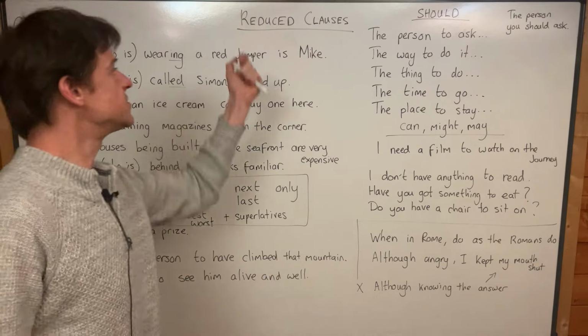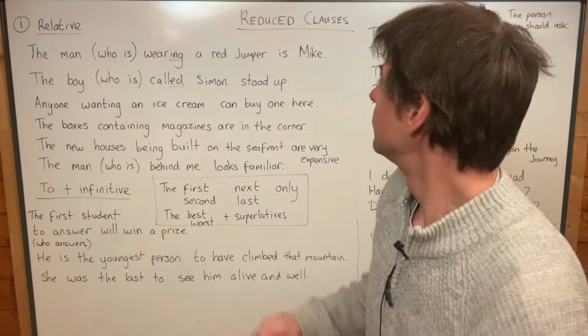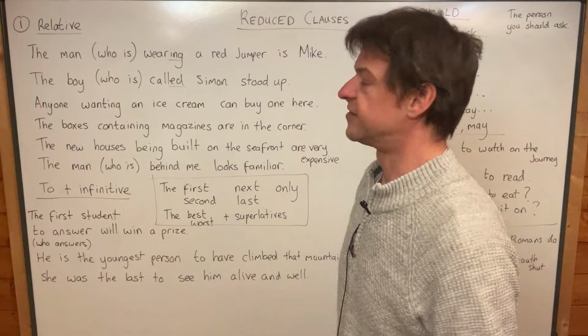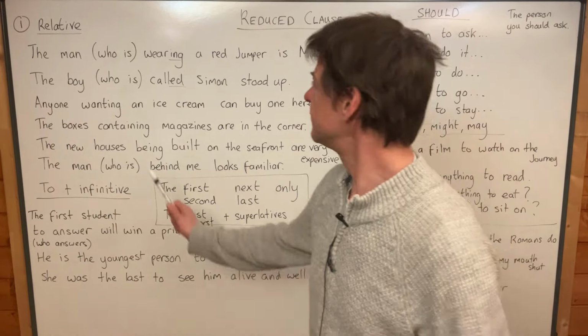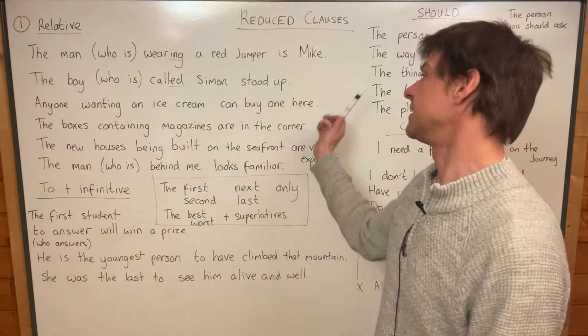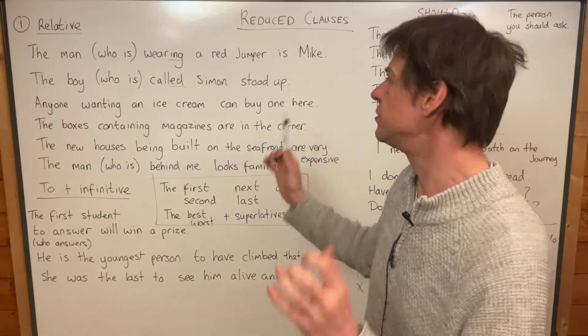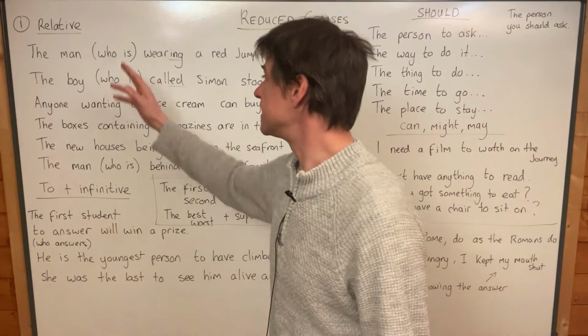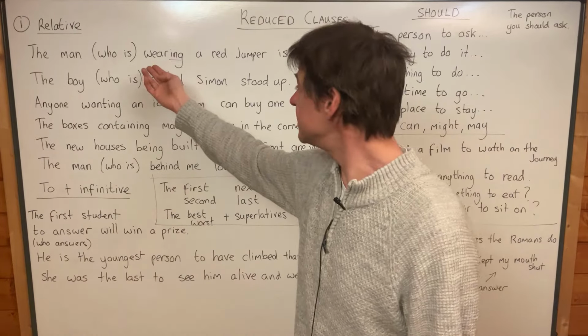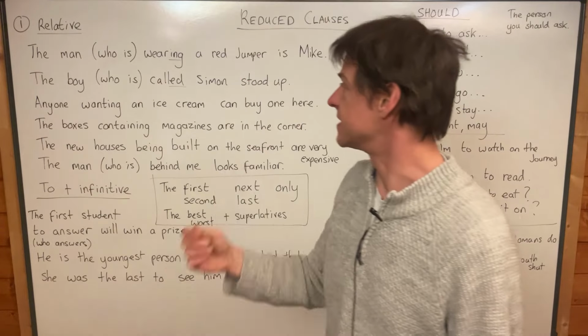Okay, let's look at some reduced clauses today. We're going to start with reduced relative clauses, and these are fairly straightforward. You'll recognise these. The man wearing a red jumper is Mike. Well, this is a reduced relative clause. Generally speaking, when you reduce a relative clause, you end up with a participle phrase describing the noun.